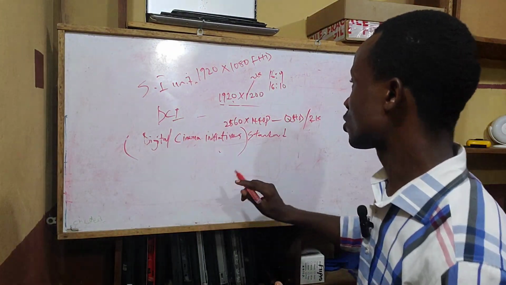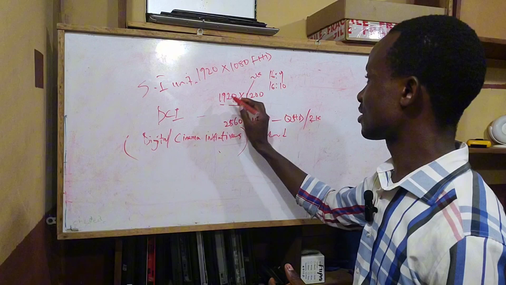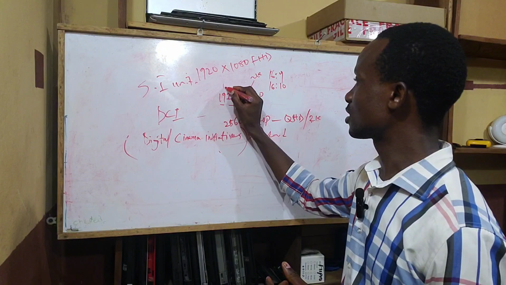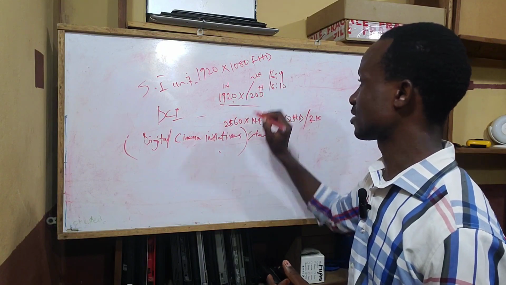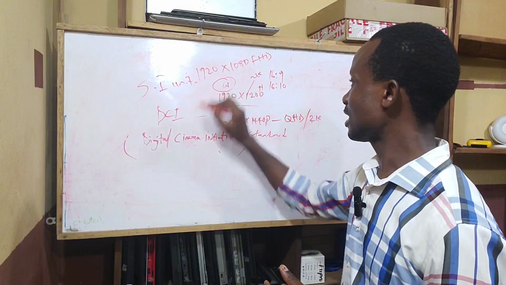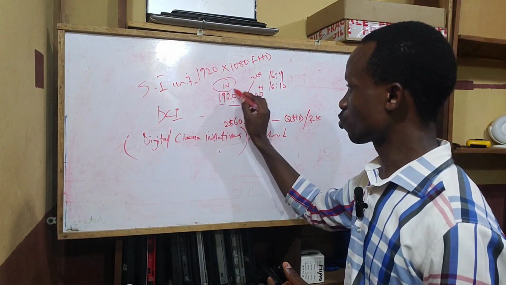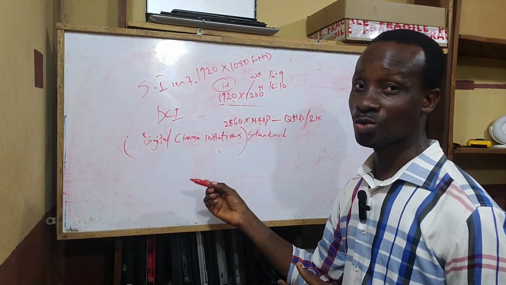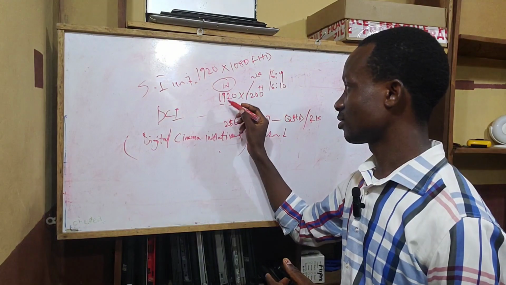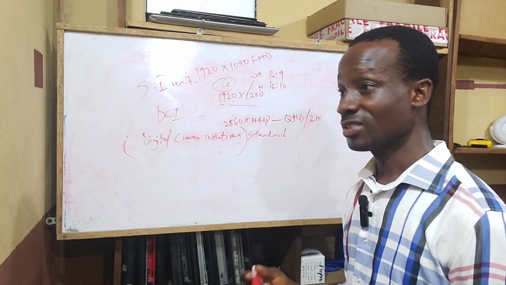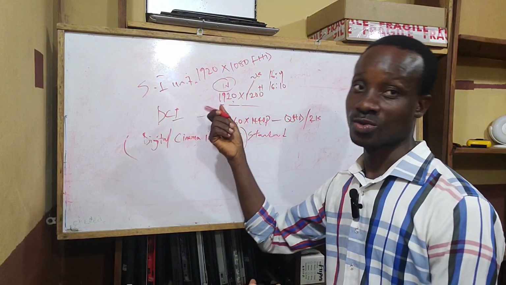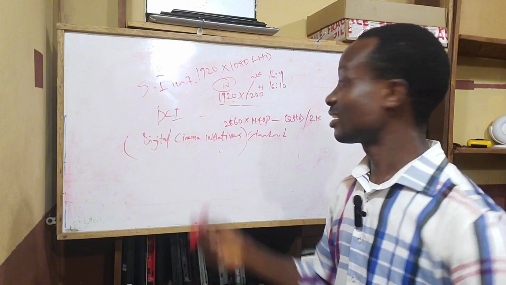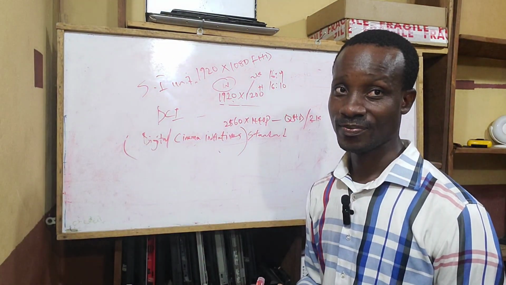So with that, remember that in 1920 by 1200, this is the width and this is the height. Now they are saying that the width, the horizontal count, must be close to 2000. That is for 2K. If it is 4K, it must be close to 4000. If it is 8K, it must be close to 8000. That is the horizontal count.